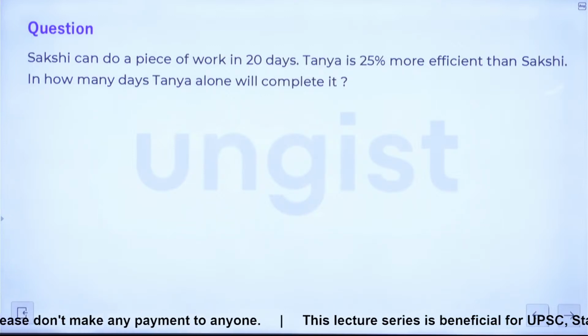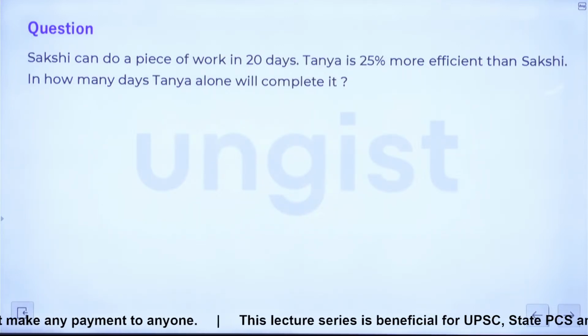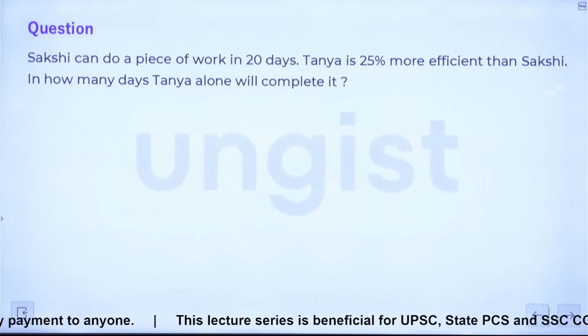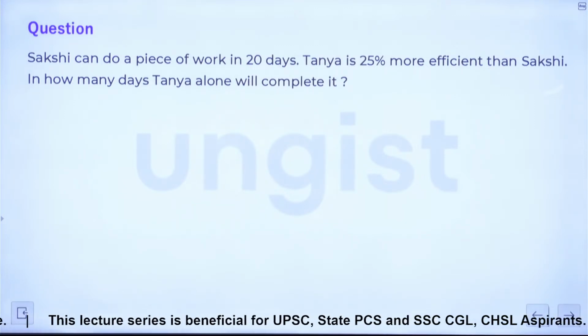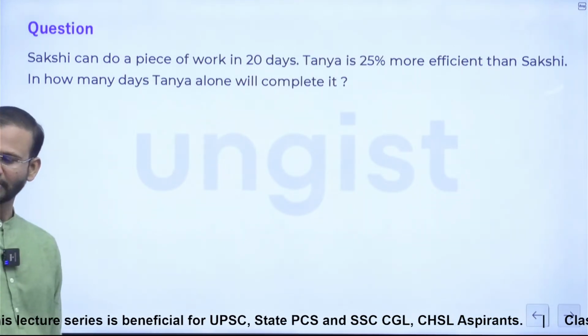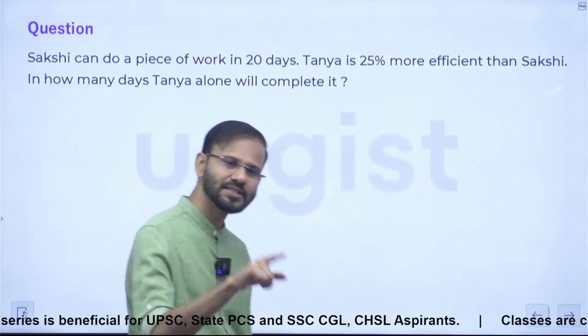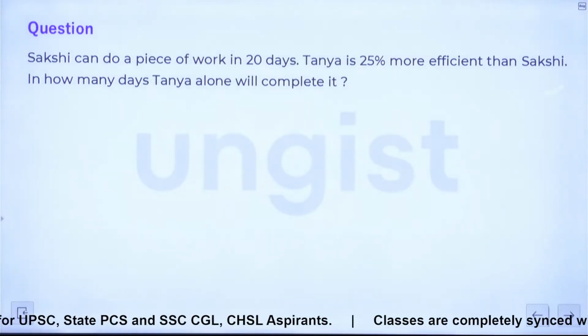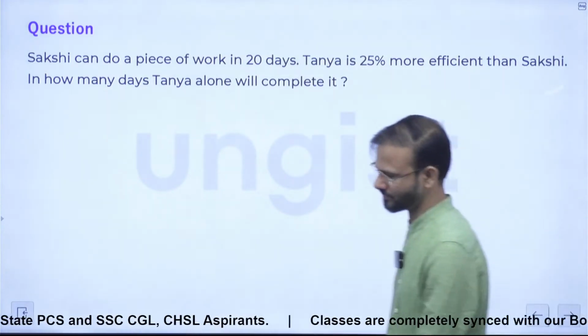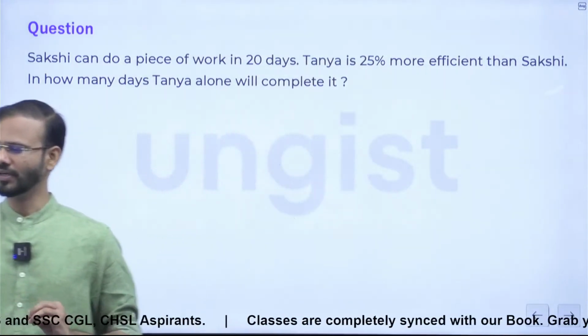See everyone, question says Sakshi can do a piece of work in 20 days. Tanya is 25% more efficient than Sakshi. In how many days Tanya alone will complete the task? Guys, the answer should be less than 20 or more than 20? Okay, this time, let me solve it for you.